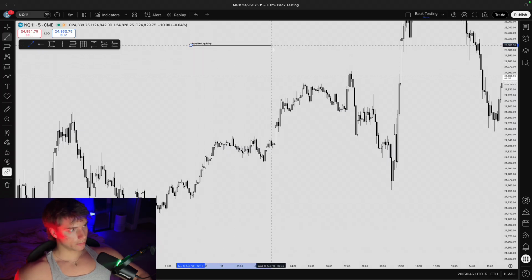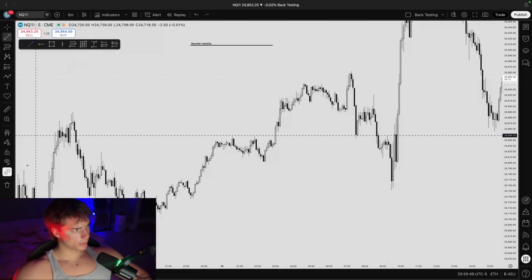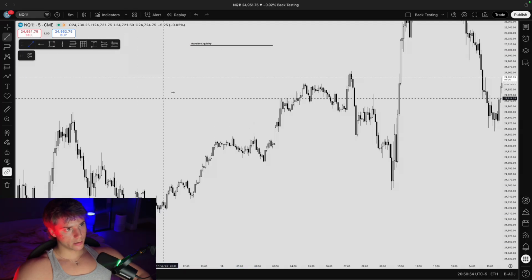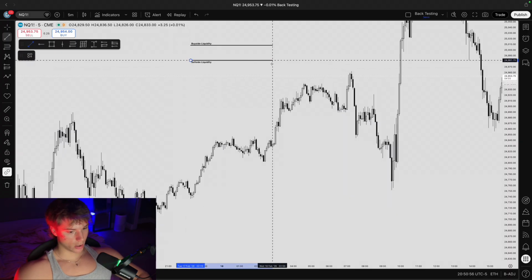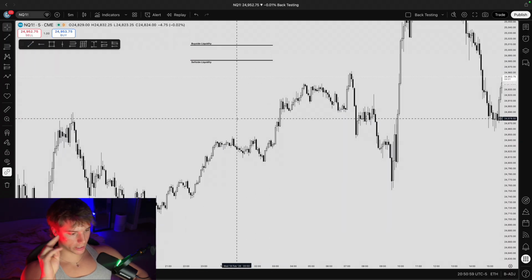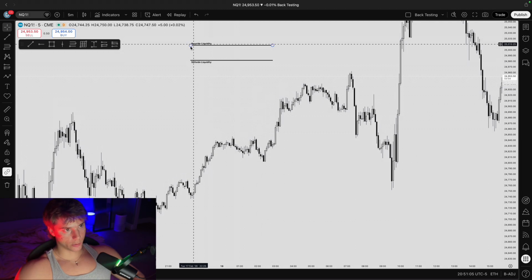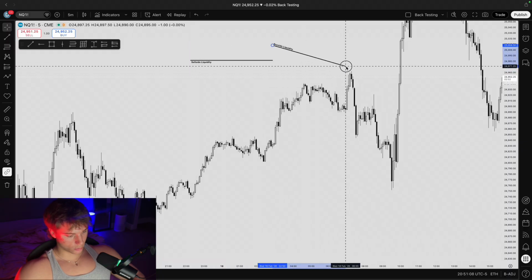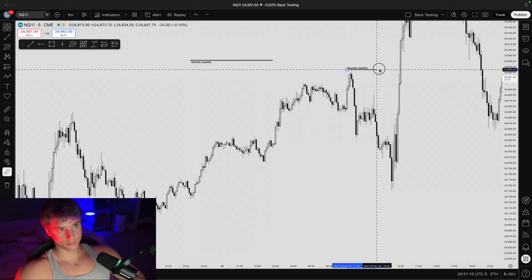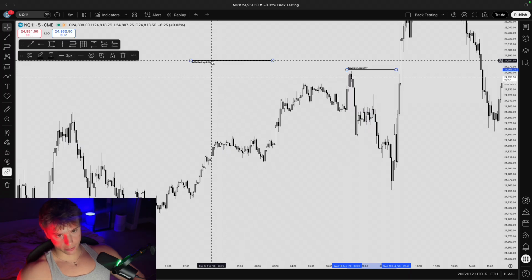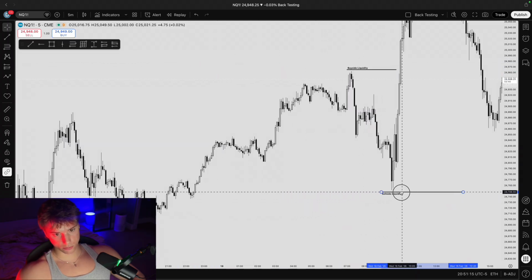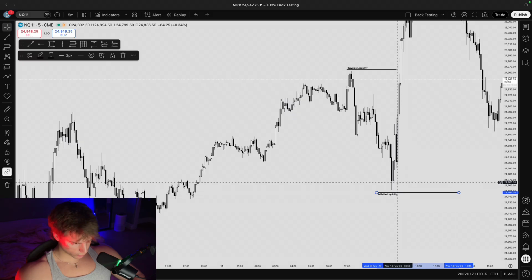Buy side liquidity, and then sell side liquidity. Those are the only 2 types of liquidity there are. Buy side and sell side. Buy side liquidity is going to be orders resting above highs, and sell side liquidity is going to be orders resting below the lows.